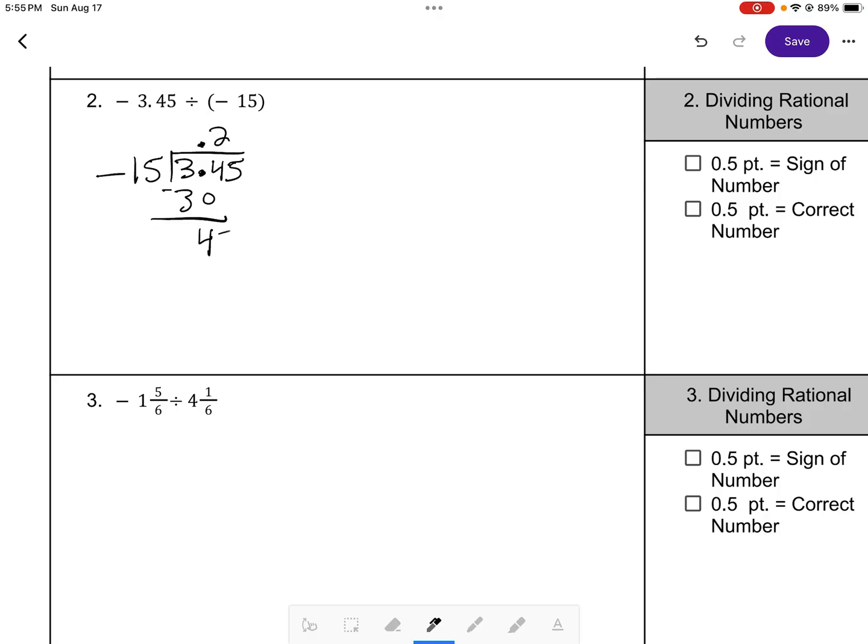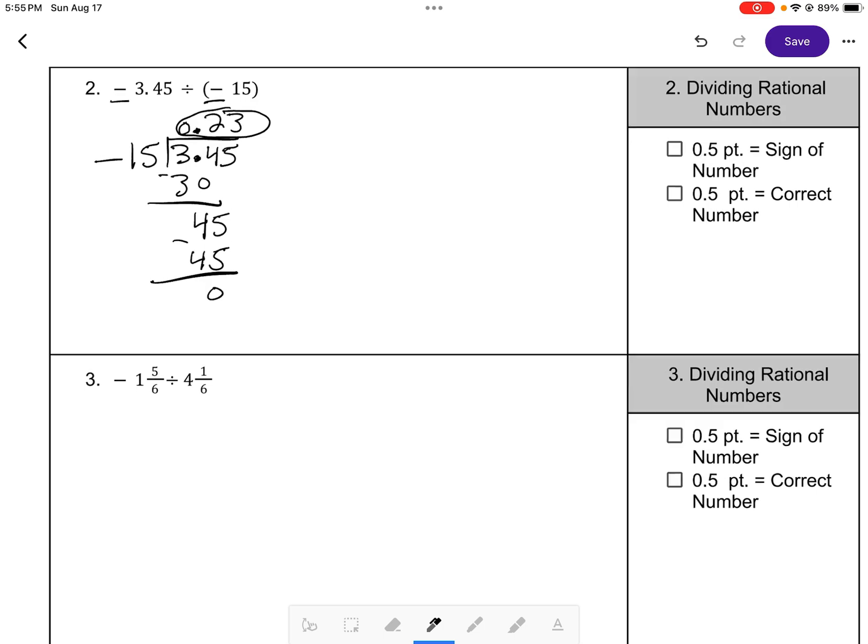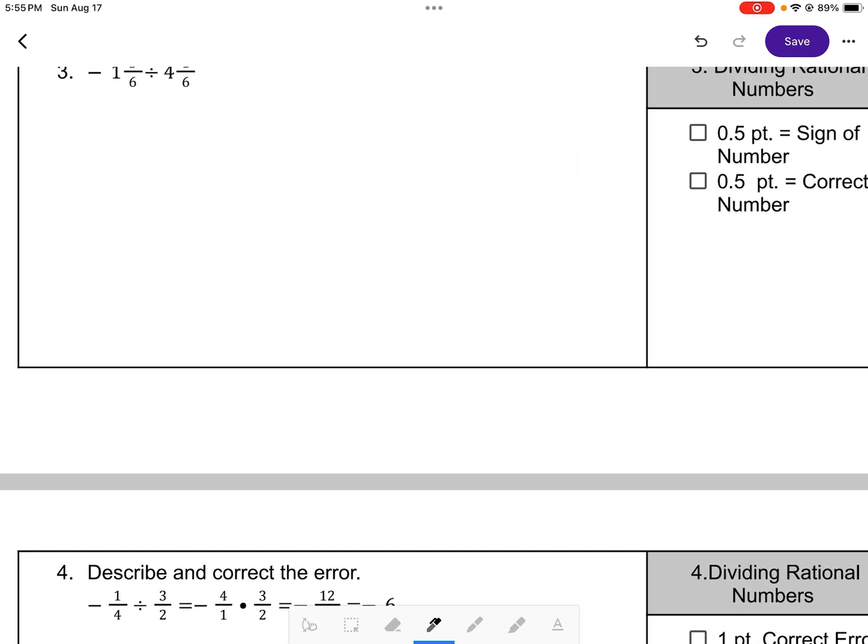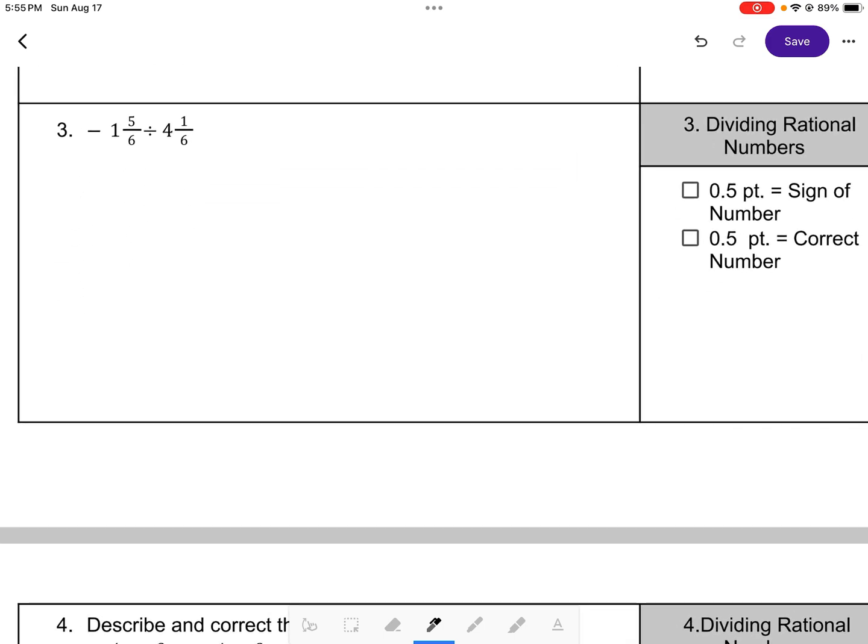15 can't go into 4. I'm going to bring down my 5. 15 goes into 45 3 times. 3 times 15 is 45. I get a 0. Now here, when I divide two negatives, my answer is going to be a positive. So my answer is positive 0.23 for number 2.